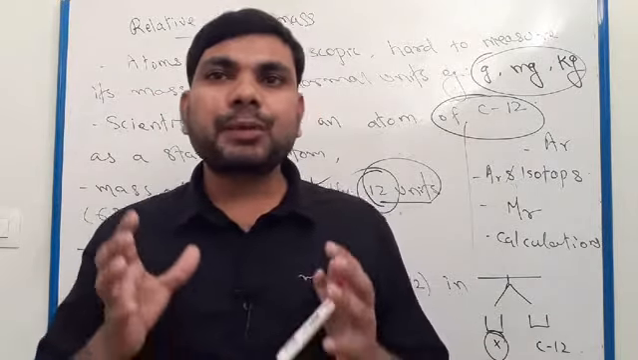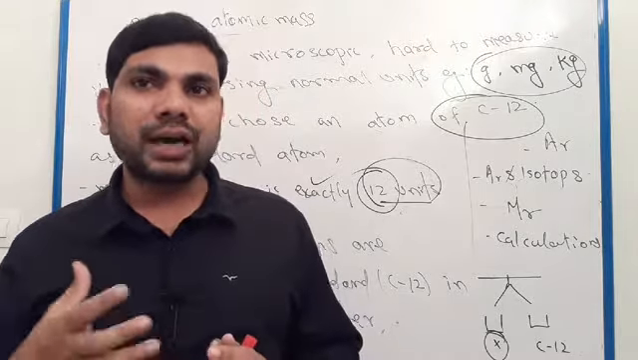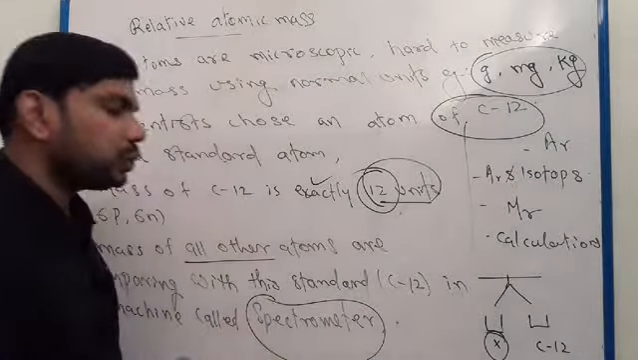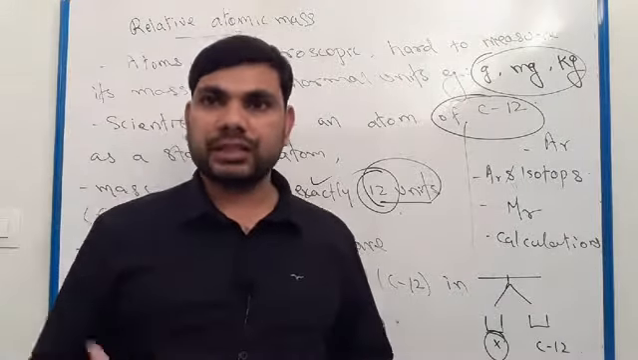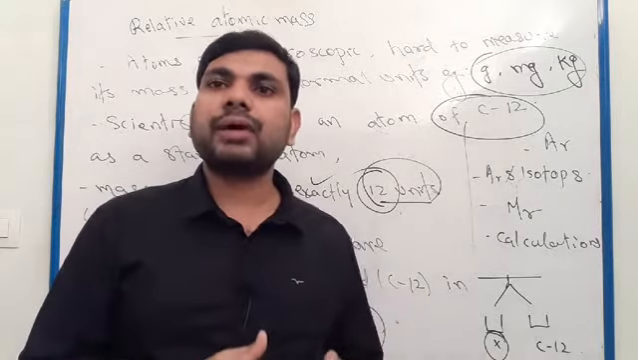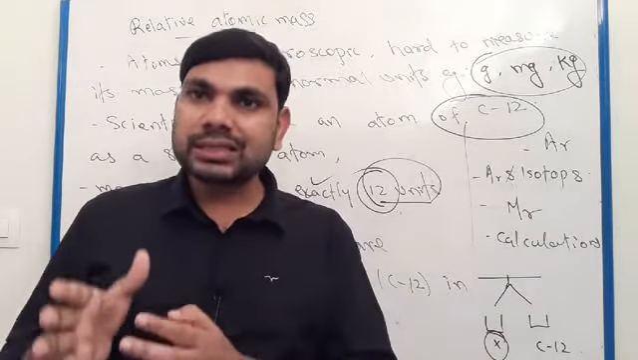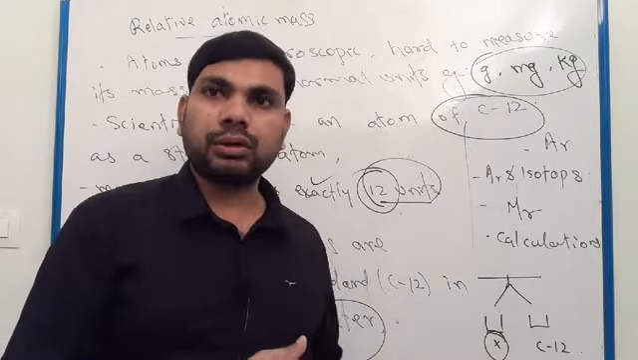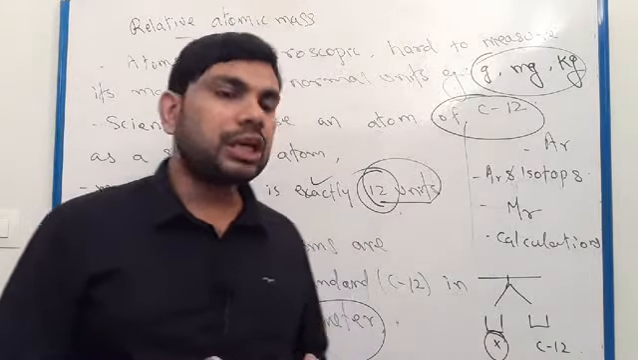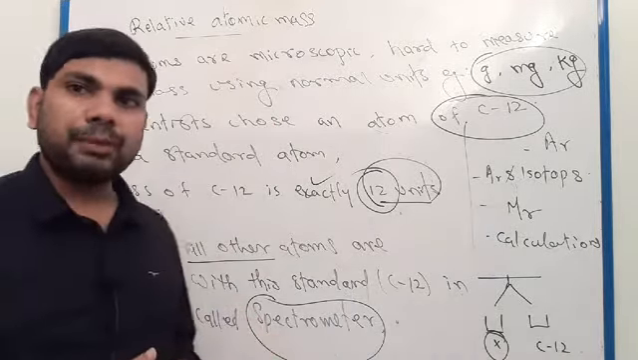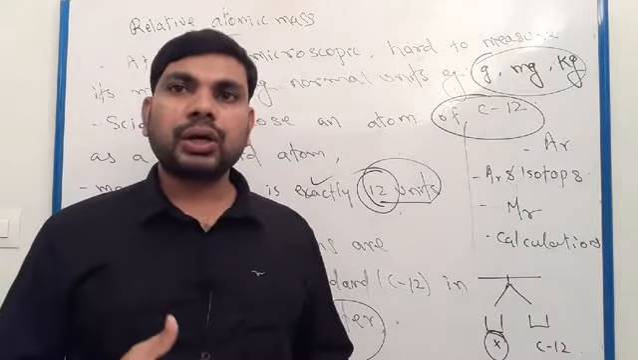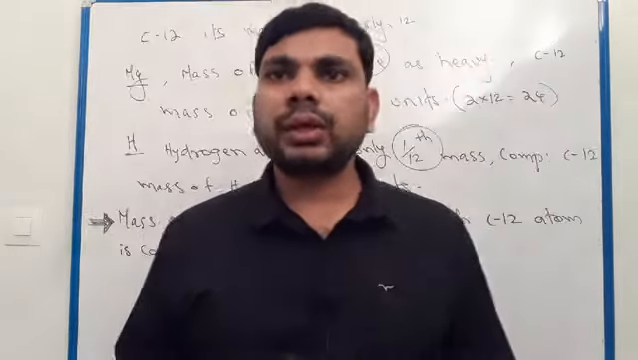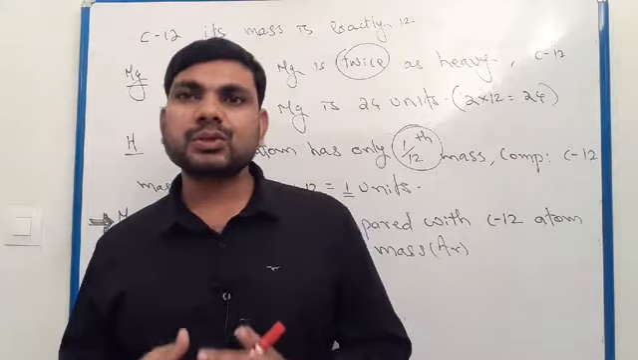We will use a special instrument to measure the mass of an atom. It is called a spectrometer. So how do we measure the mass of an atom? The mass of the atom we compare with the mass of carbon-12. We use the spectrometer to measure the mass of different atoms. Clear? So here we discussed how to find the mass of an atom.